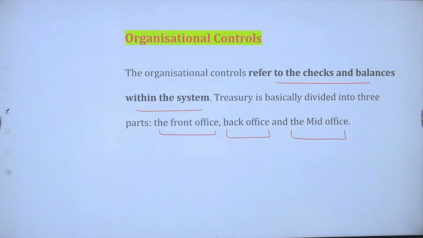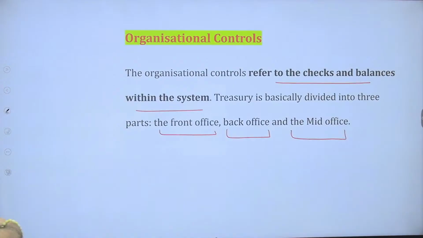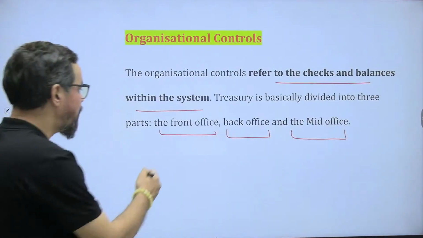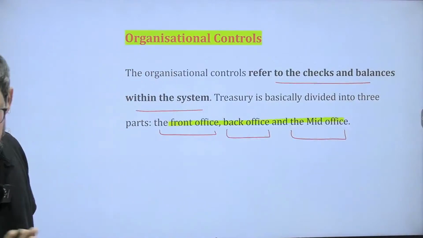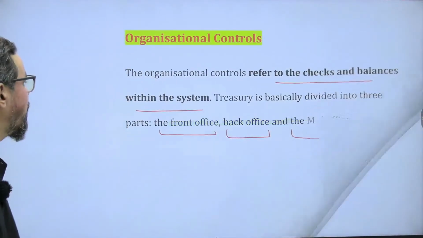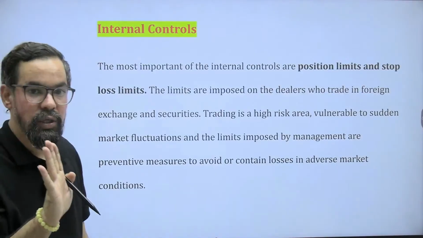Organization control. The organization control refers to checks and balances within the system. Treasury is basically divided into 3 areas: the front office, back office and mid office. Okay? And we do not have interference between each other, right? Internal control. So we'll be requiring position limit and stop losses. I hope everybody understood the stop loss things and all.